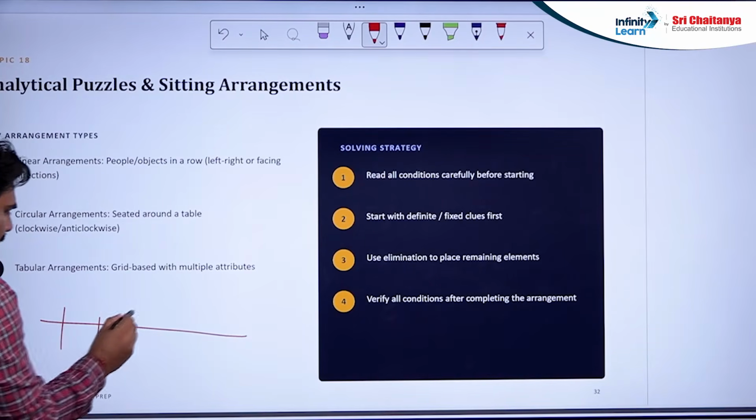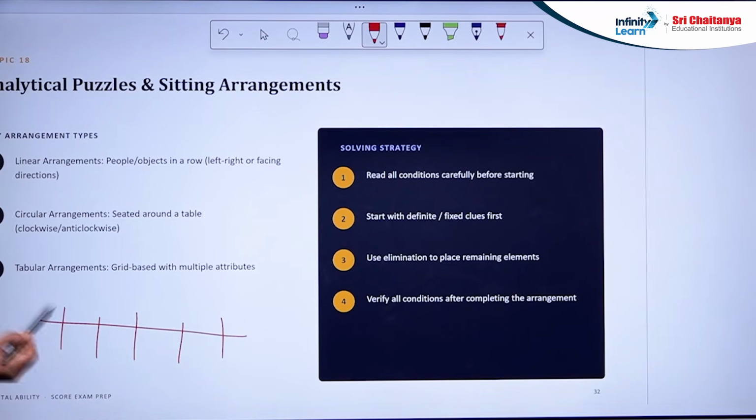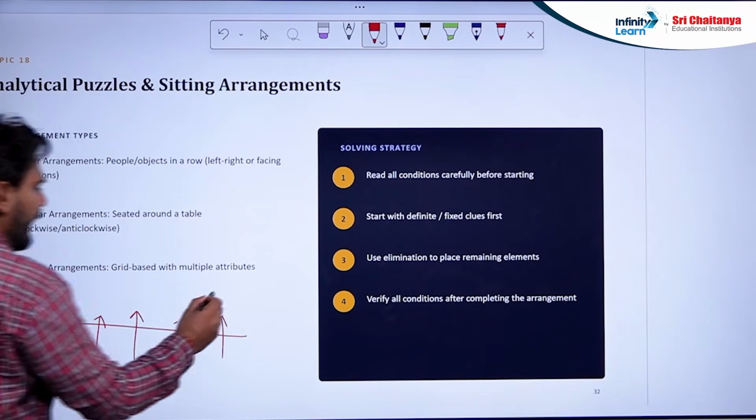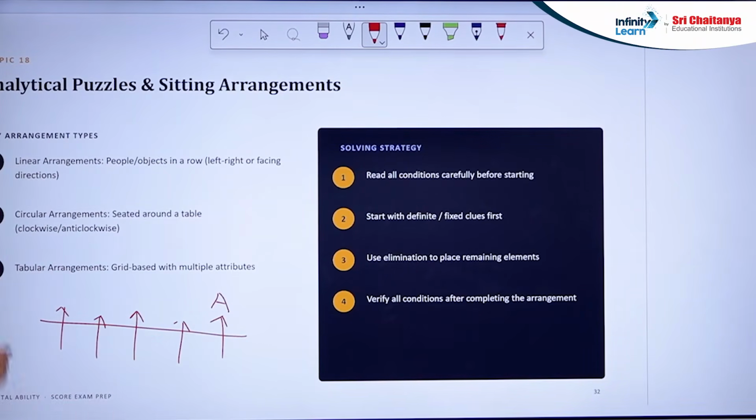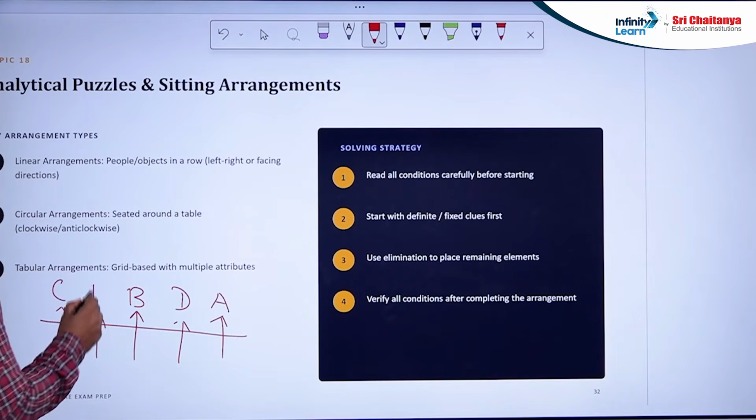Like suppose we are making 4 persons sit in a line and you are given that A is second to the right of B. It means if they are facing in the north direction and A is at the extreme right and A is sitting second to the right of B, then B will be coming here. And if you are given that C is second to the left of A, it means C will be coming here. And if you are given that D is immediately right of B, it means D will be coming here, and the remaining person E will be coming at the remaining place. Okay, so these kind of questions will be there.